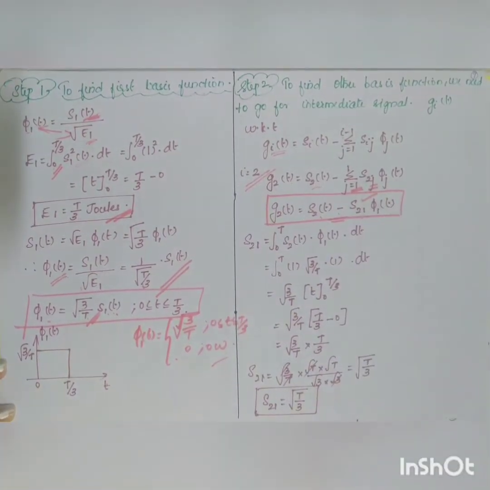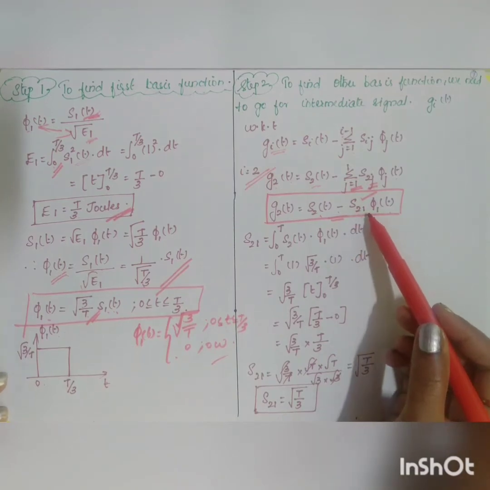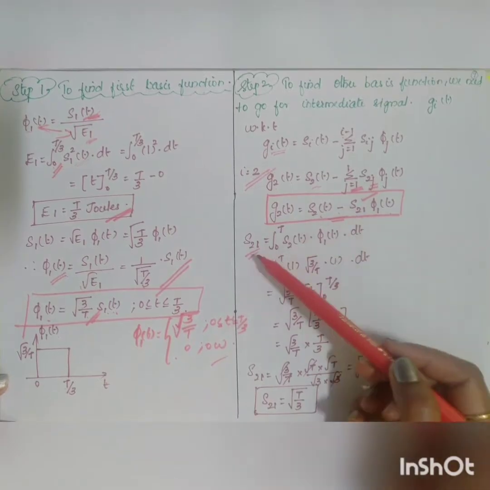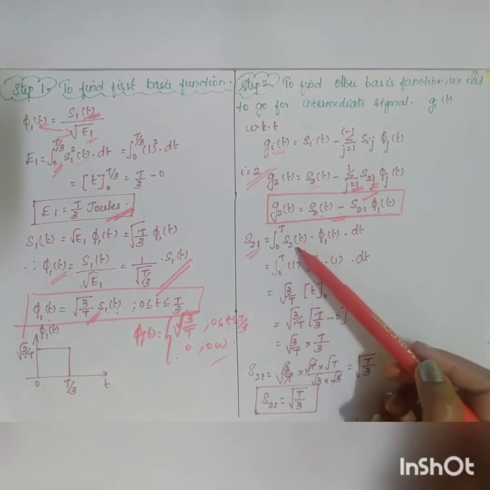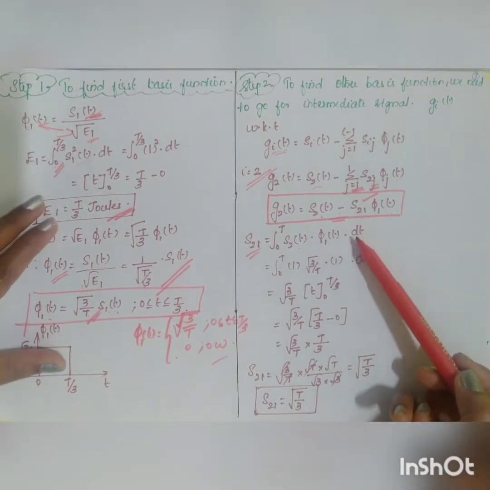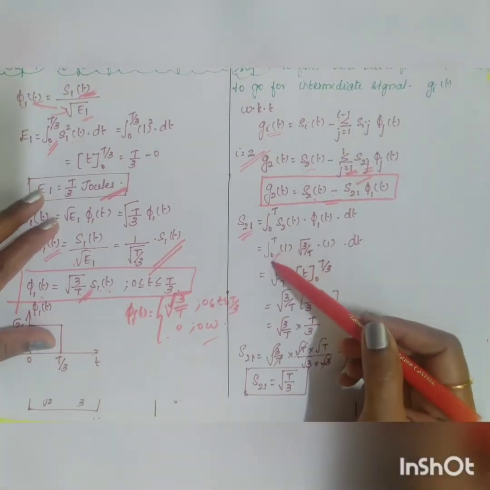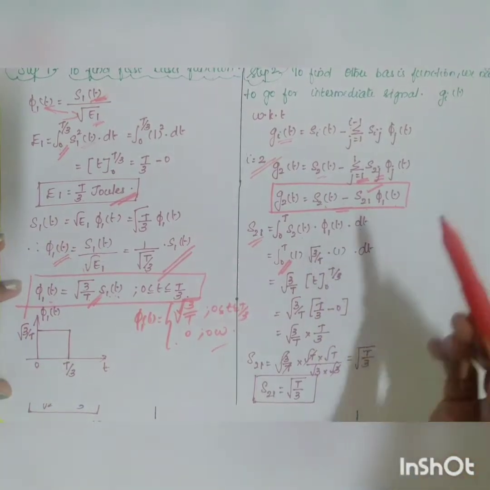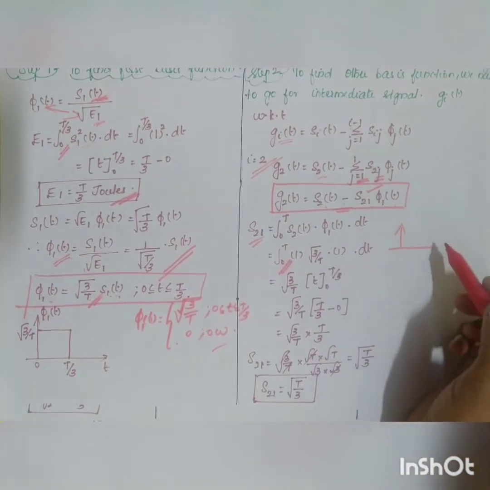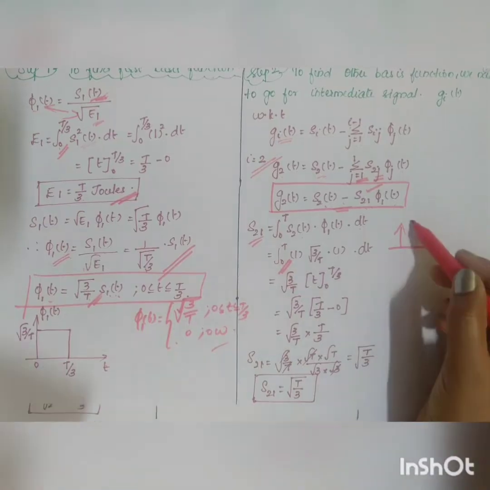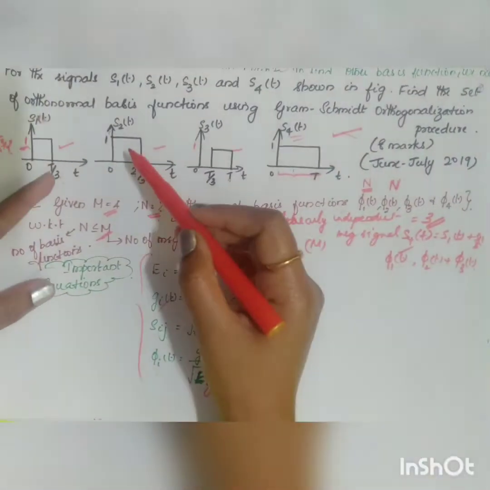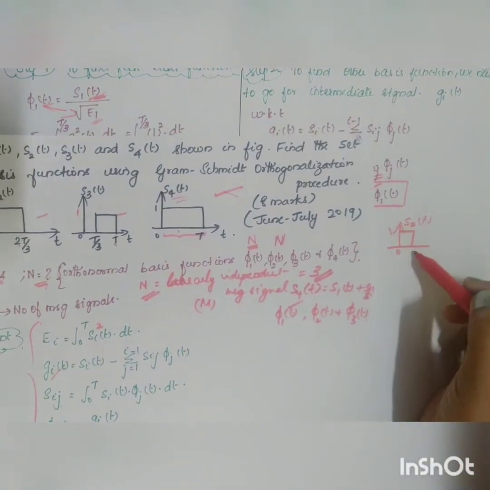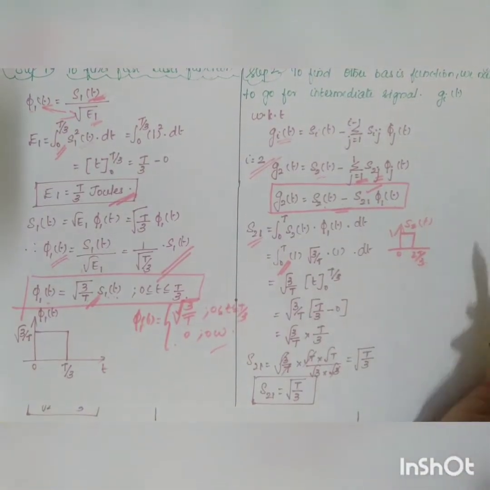Now here you have to find out your value for S21. So what is your Sij formula? The coefficient you have to apply. So S21 is equal to integral 0 to T of S2 of t into phi 1 of t into dt, right? Now you have to find out what your limit is here. So how will you find out your limit? For example, what is your S2 of t? From your question, S2 of t is equal to 1 for 0 to 2t by 3, amplitude is 1.